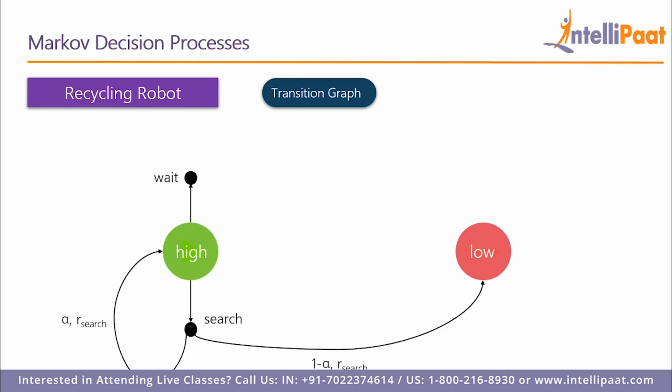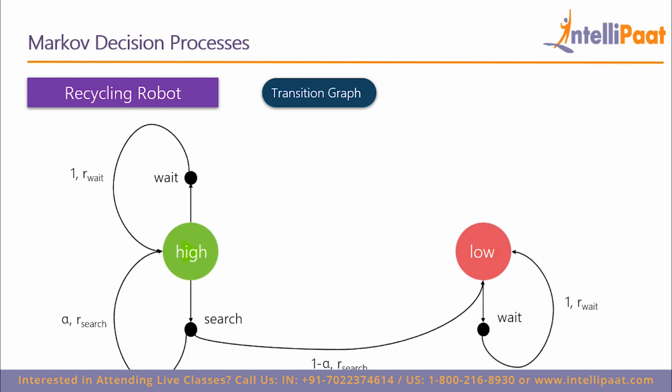The robot can also wait. Waiting for the cans does not drain the battery, so the state does not change. In both cases, the wait action returns a reward of R wait.